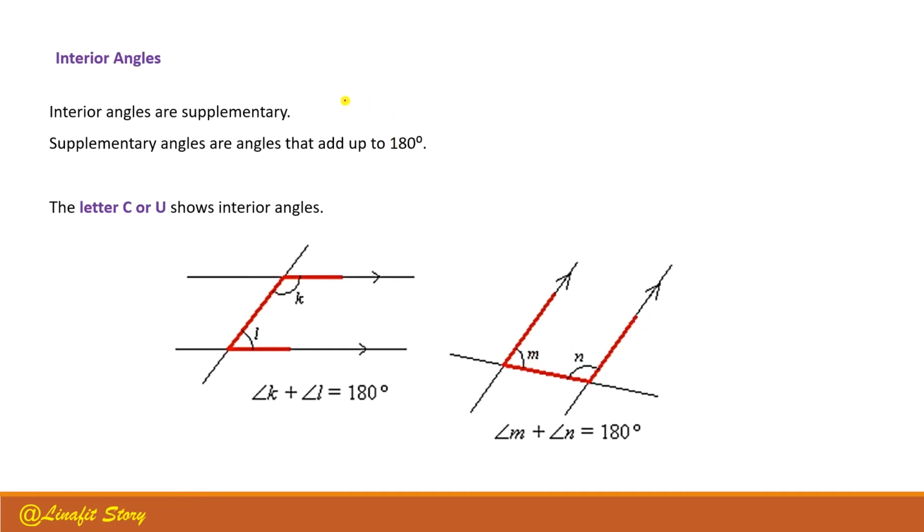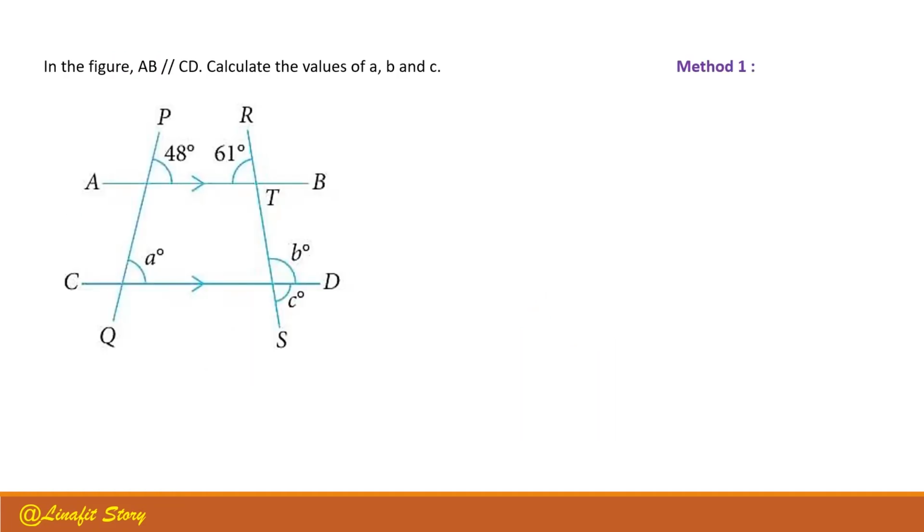Interior angles are supplementary. Supplementary angles are angles that add up to 180 degrees. Letter C or U shows interior angles. For example, here. This is letter C. So angle K plus angle L is equal to 180 degrees. Another letter C. Angle M plus angle N is equal to 180 degrees.